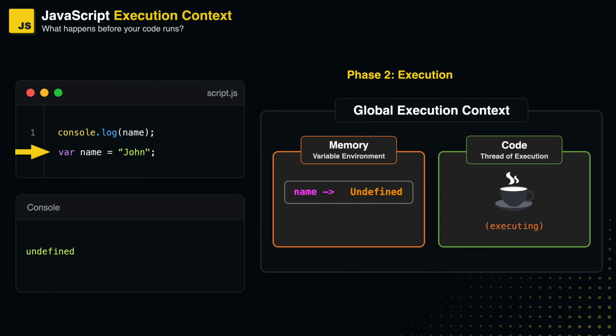After that, JavaScript runs the next line, where we declare name and assign John to it. The memory value is now updated from undefined to John. So the key idea is simple. During the memory creation phase, JavaScript creates the variable and gives it undefined. During the execution phase, JavaScript reaches the assignment and stores the actual value. This behavior is commonly explained as hoisting, and it becomes much easier to understand once you understand execution context.